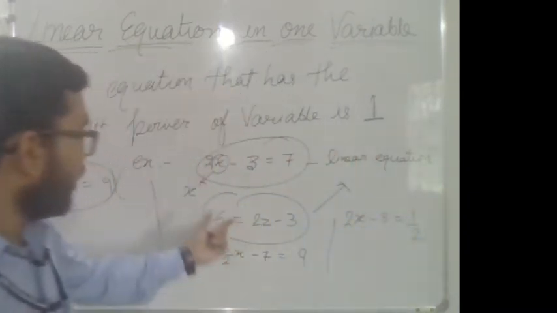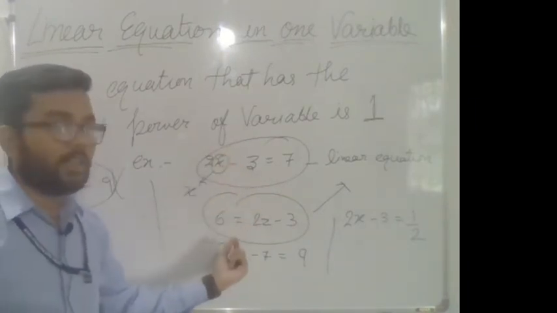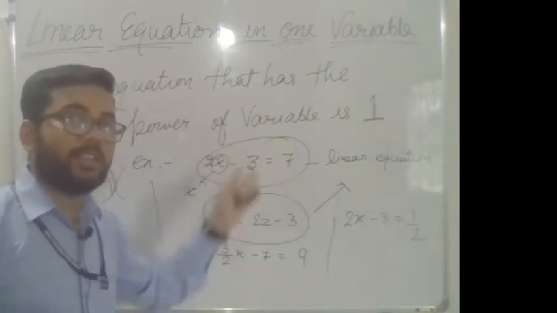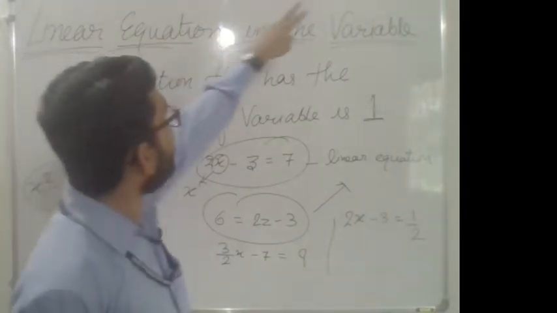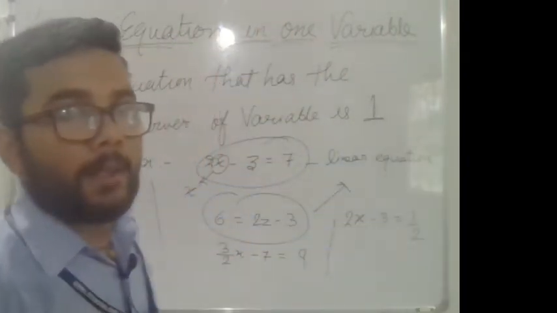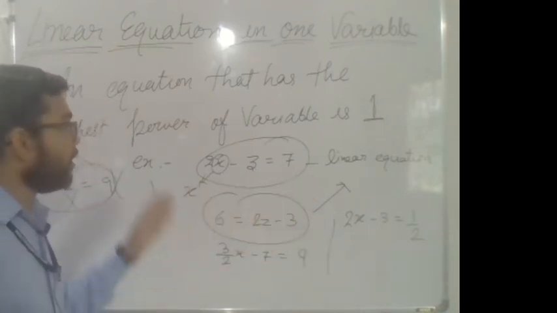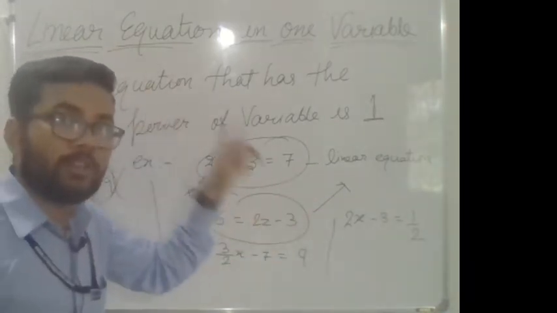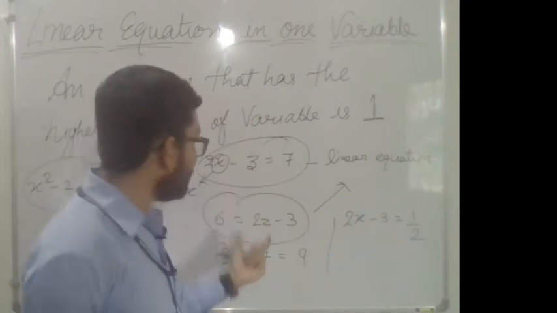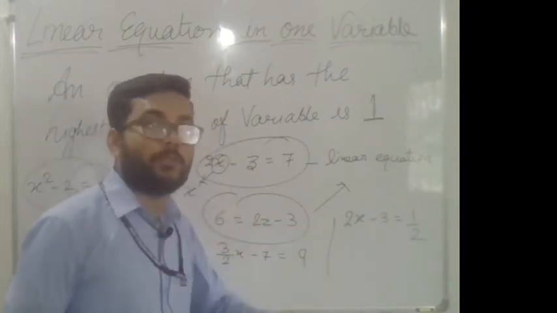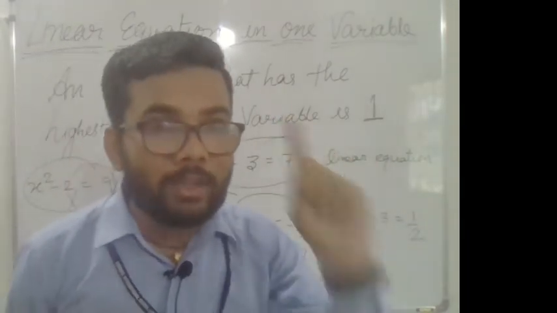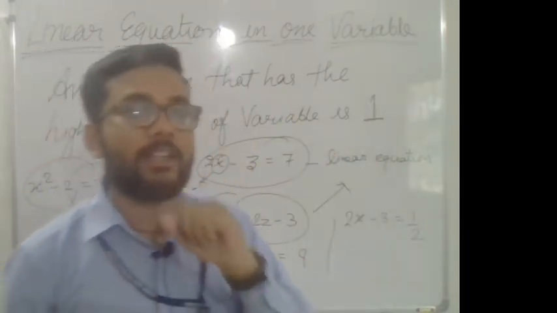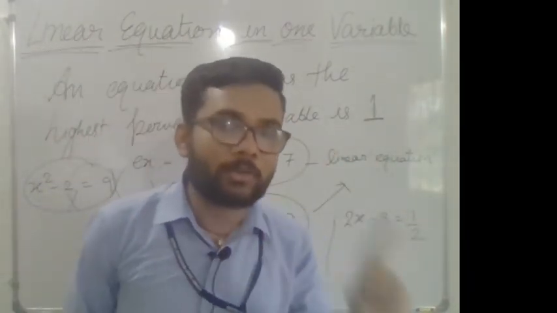Okay, the highest power of the variable is 1. That is called linear equation. Now, linear equation in one variable. You will have to learn about the linear equation in one variable. This is also an example of linear equation in one variable, because any linear equation which contains only one variable is called linear equation in one variable.